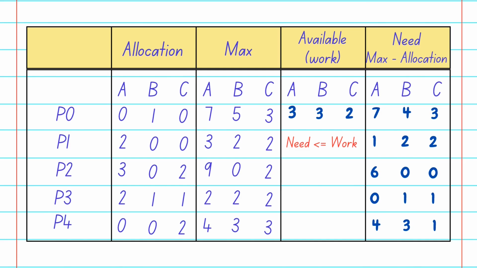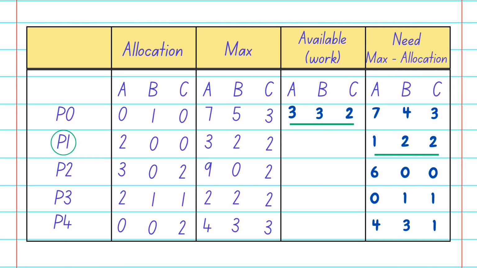For that, with the help of our algorithm, we have a formula to check if our need is less than or equal to work. For the process P0, need is 743 and available work is 332. So is 743 less than or equal to 332? Here 7 is not less than or equal to 3, 4 is also not less than or equal to 3, and 2 is also not. So we cannot allocate resources for process P0. Got it? As our condition is not satisfied, we move on to the next process.